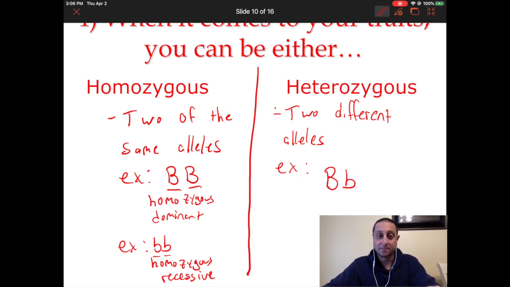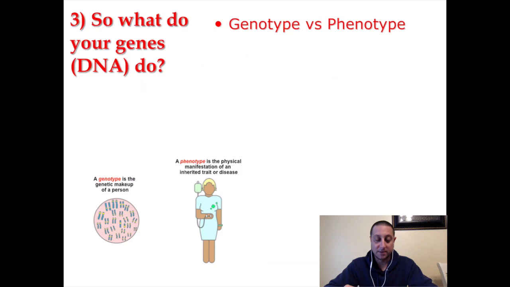That requires a little studying. You do have to memorize that. If you can remember the term homo means same, hetero means different, that could help. And we got one more piece of vocabulary that we want to cover, and that is going to be genotype versus phenotype.